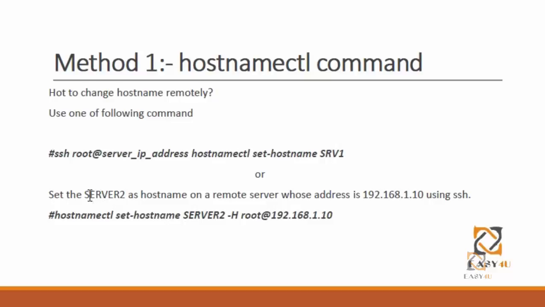Here the host name that we want to set is server2, then the hyphen capital H option, then root at the rate server IP address, and here the IP address is 192.168.1.10. Now I don't have any remote server or remote machine, so I'm not going to use this command.